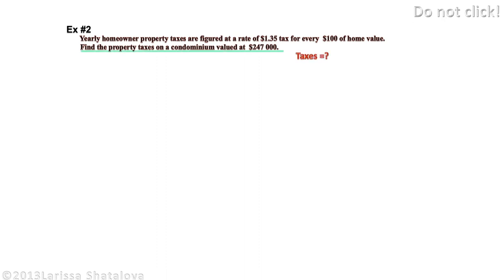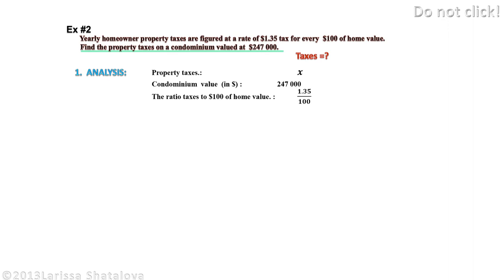Let's start from the end for our analysis. We are looking for property taxes, so let's mark it as variable x. Taxes on what? On a condominium valued at $247,000. And looking into the problem, we can see that the ratio of taxes to $100 is 1.35 over 100. So now we are ready to write out the proportion.